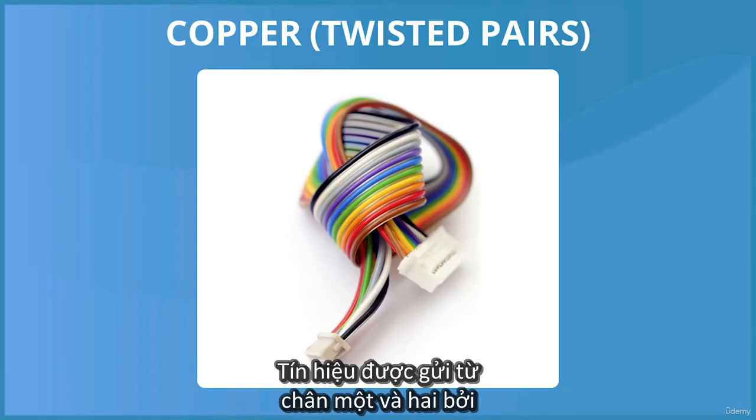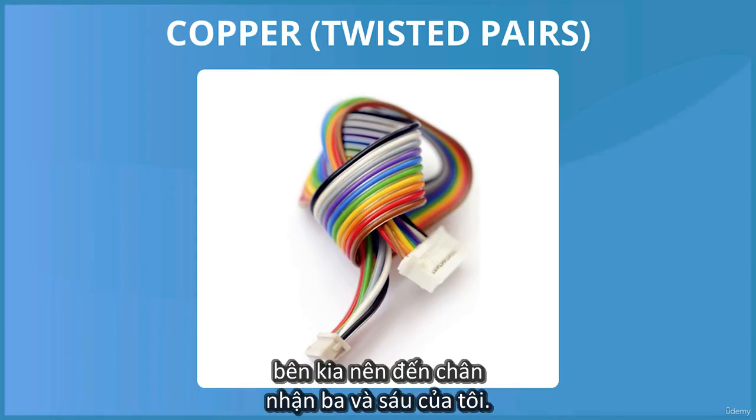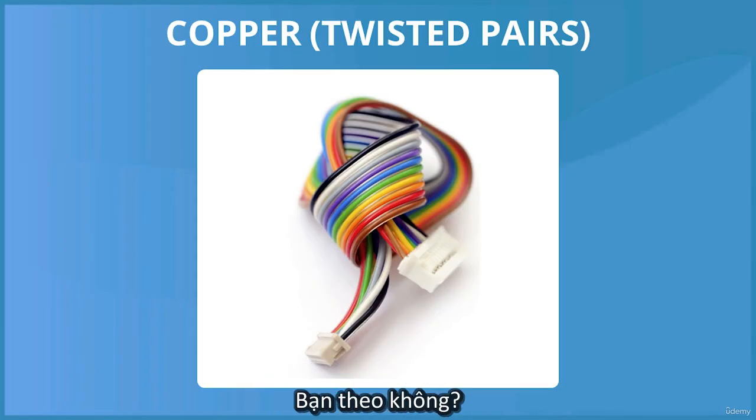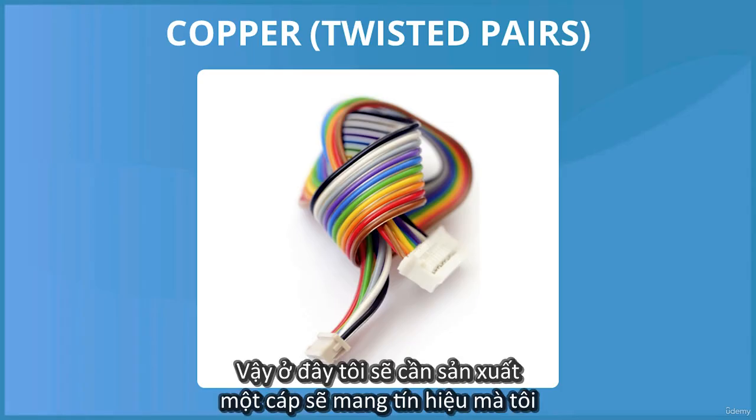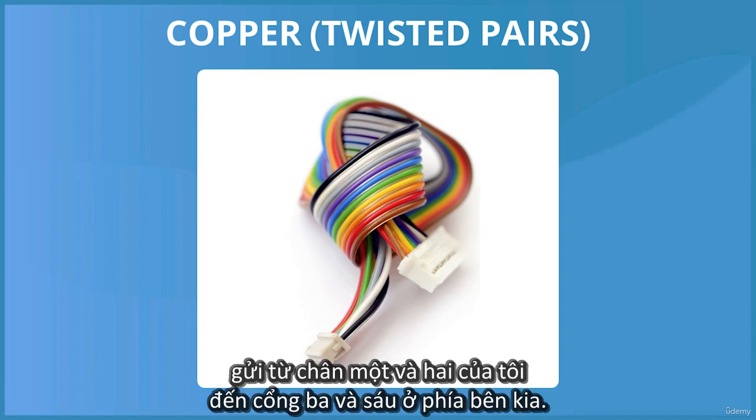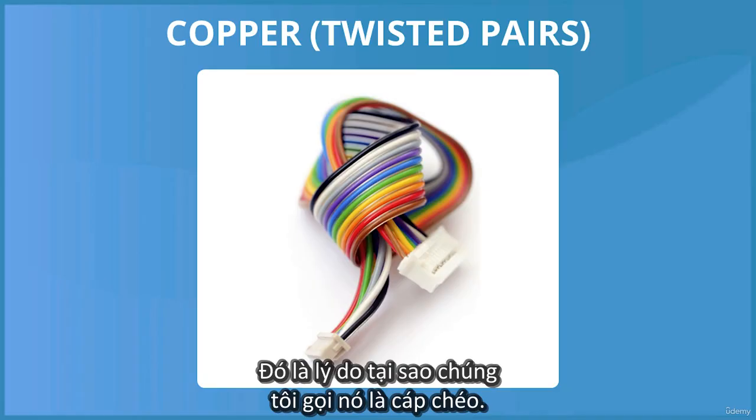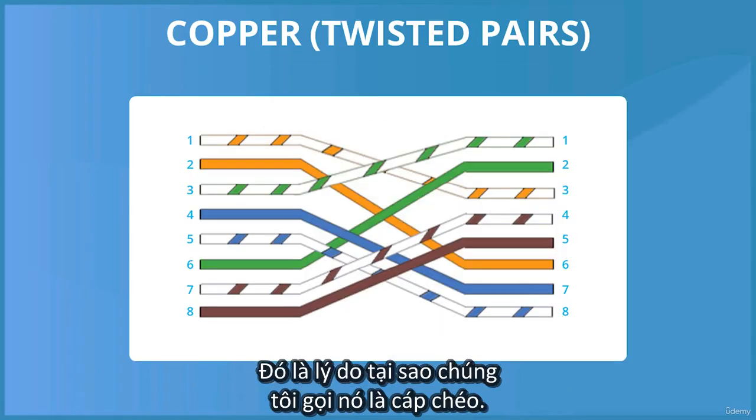The signal sent from pins 1 and 2 by the other party should reach my 3 and 6 receiving pins. You follow? So here, I'll need to produce a cable that will carry the signal that I send from my pins 1 and 2 to the 3 and 6 ports on the other side. That's why we call it the cross cable.